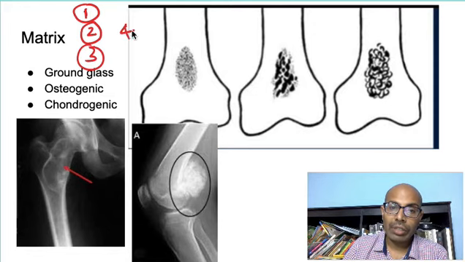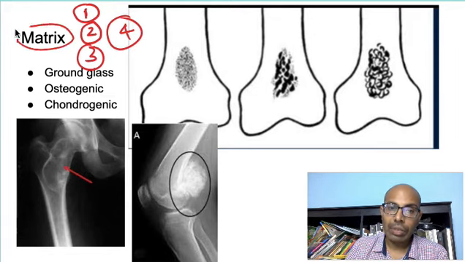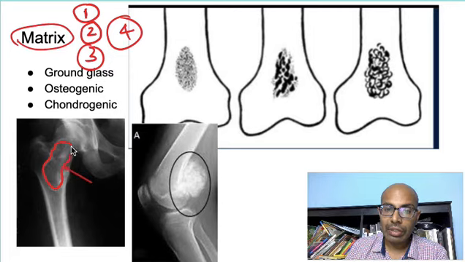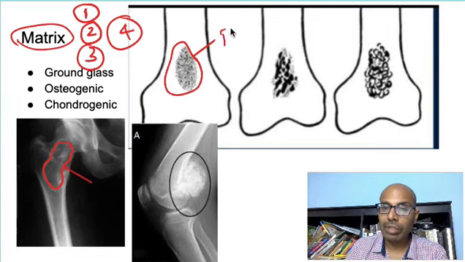The fourth thing that you have to see in an X-ray is the matrix. What type of material is the lesion made of? If it is ground glass appearance, then it is called fibrous dysplasia. It is seen most commonly in fibrous dysplasia, that is a ground glass appearance.